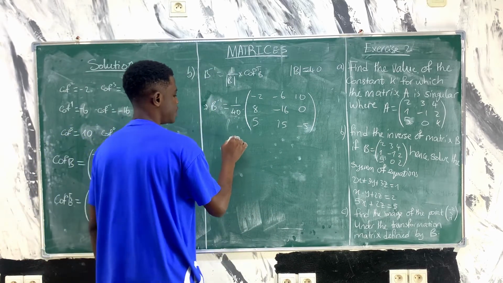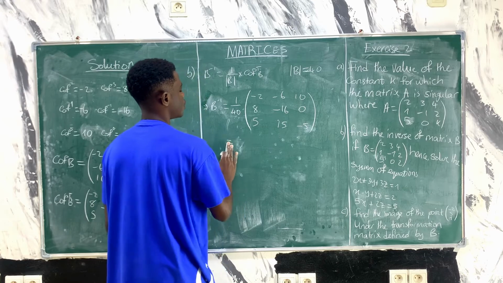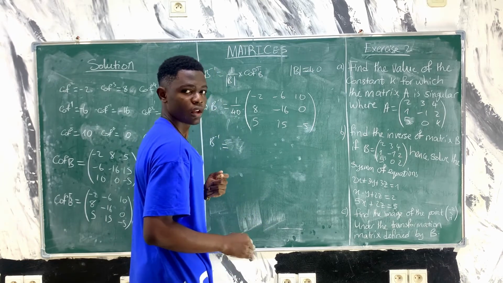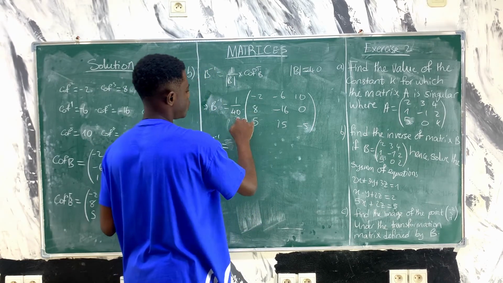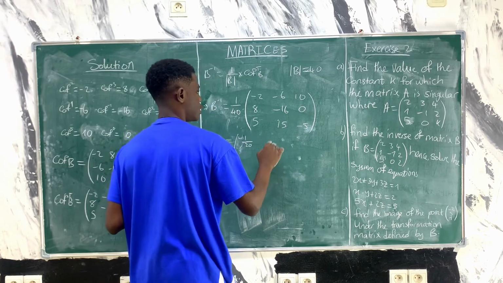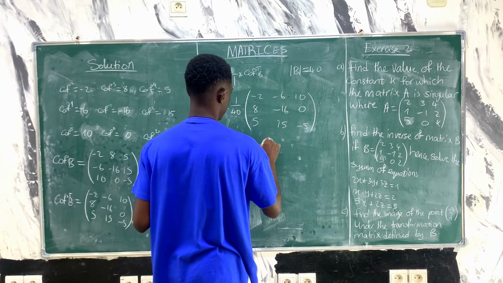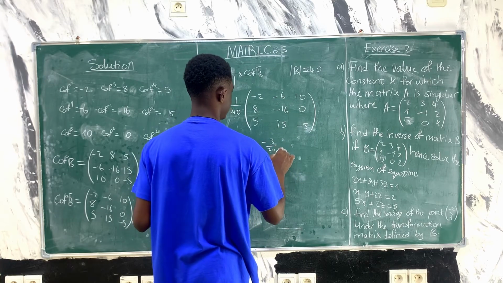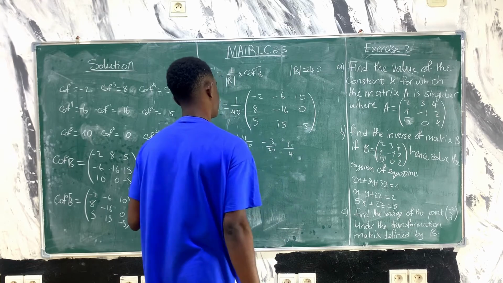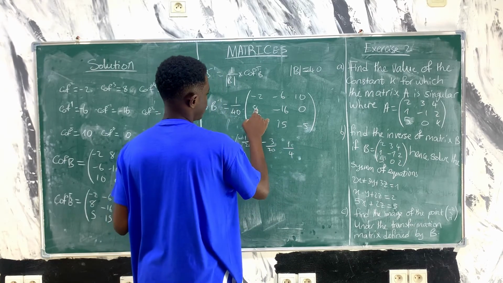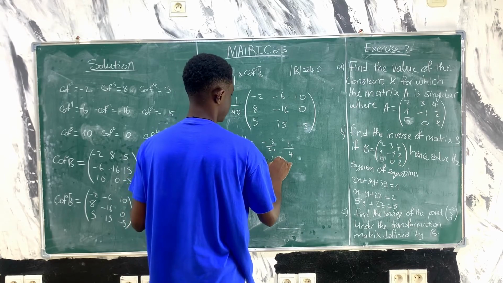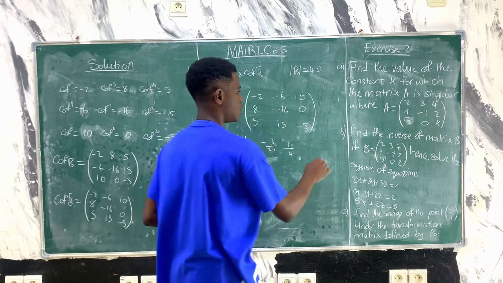So when I do my division, I will have 1 on 40. 2 divided by 40 is minus 1 on 20. 6 on 40 is minus 3 on 20. 10 on 40 is 1. 8 on 40 is 1 on 5, I think. Minus 16 on 40.